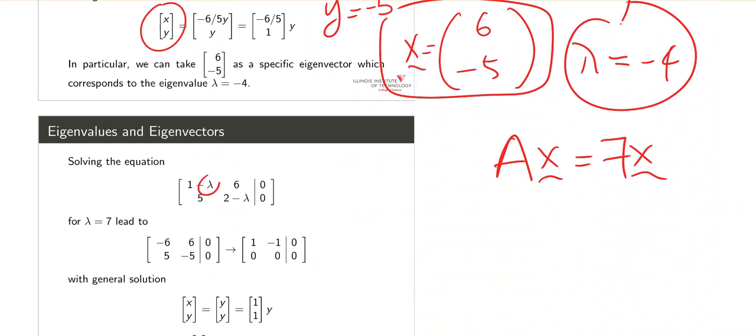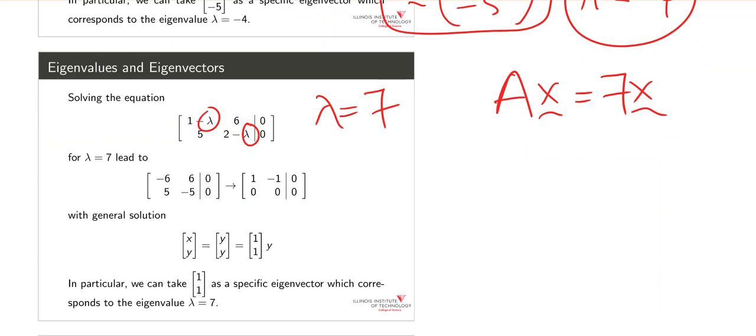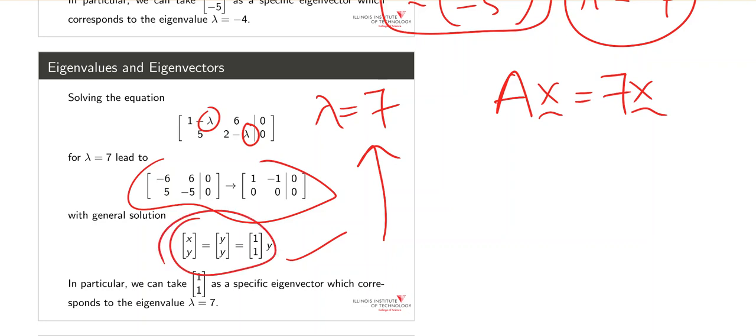The same thing applies to lambda equals 7. Substitute that in, and you solve the system of equations. You get that all the eigenvectors corresponding to this eigenvalue, because every eigenvalue has an eigenvector, so you have to make that clear, are going to be a multiple of (1, 1). So let's just pick x equals (1, 1).